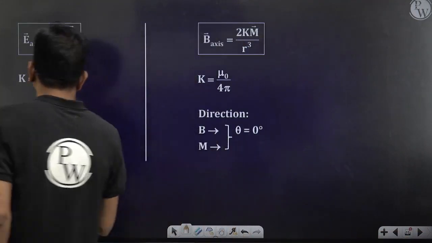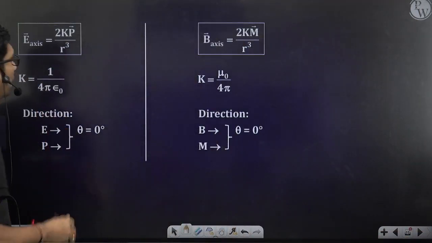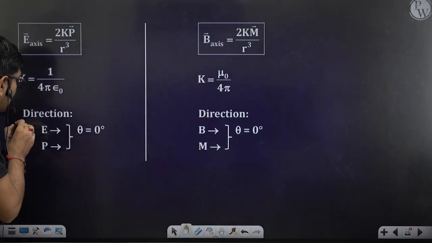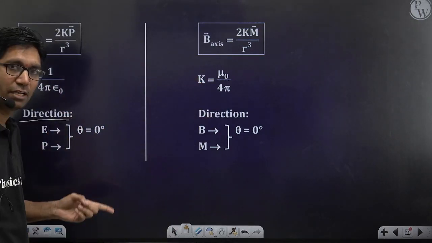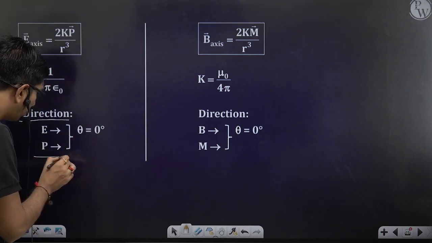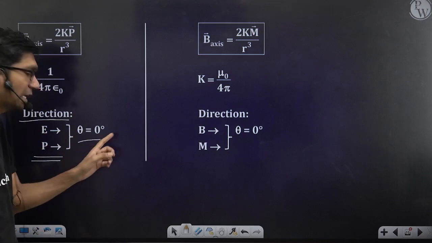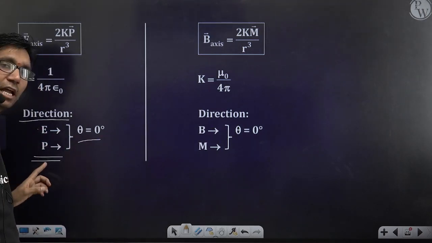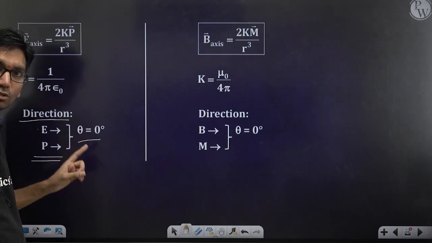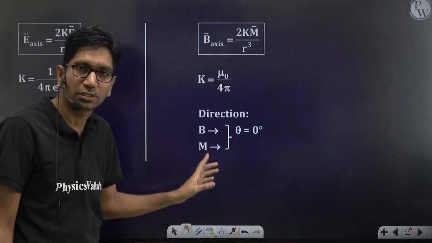Next, on the axis it is 2kp by r cube, just as we have written. They will ask you the direction. What is the direction of the electric field intensity and the electric dipole moment? Both are in the same direction. Here, the angle between the electric field intensity and the electric dipole moment is zero. Just remember, here also it is the same thing.